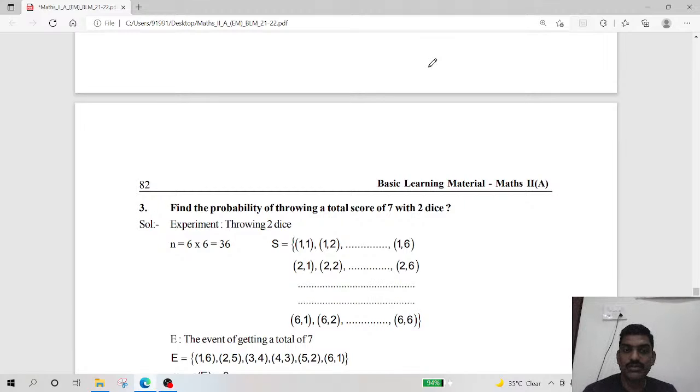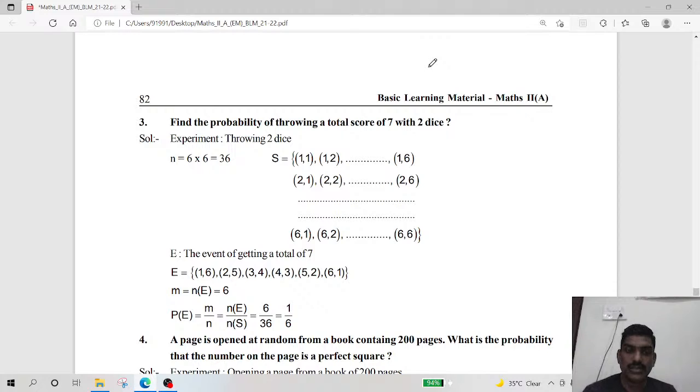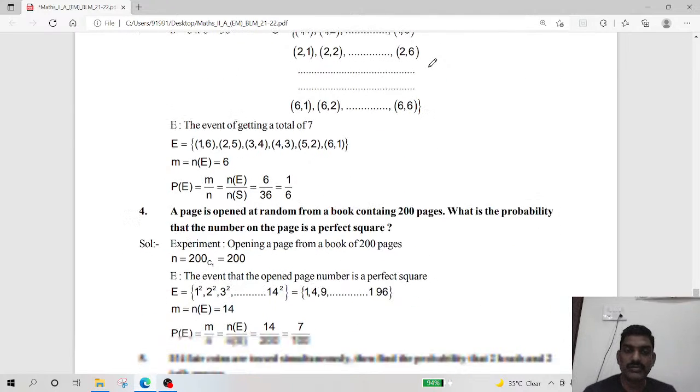Question number 3. Find the probability of throwing a total score of 7 with 2 dice. 2 dice means 6 power 2, 36 total possibilities. Then throwing a total score of 7: 1 and 6 will come, 2 and 5, 3 and 4, and also 4 and 3, 5 and 2, 6 and 1. So totally 6 by 36, that is 1 by 6.